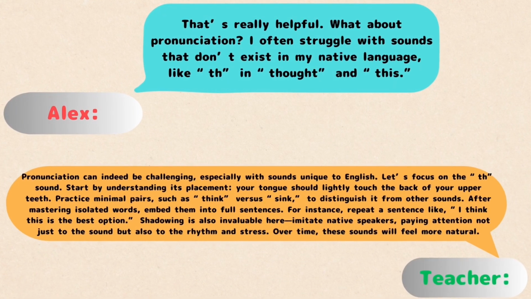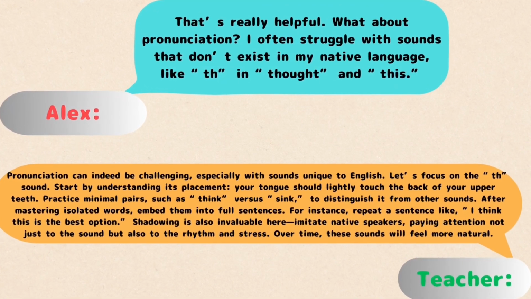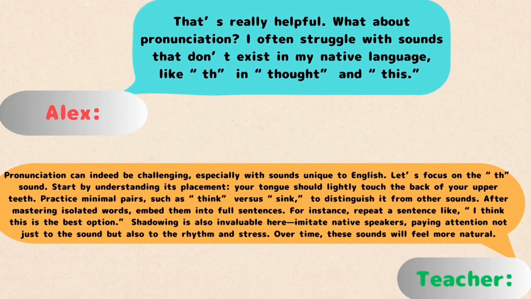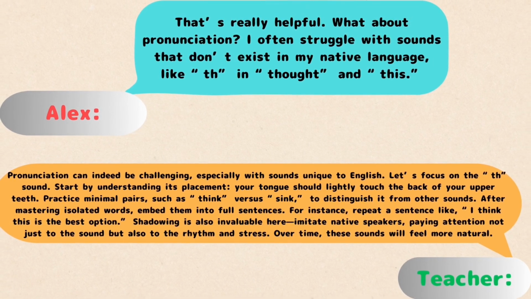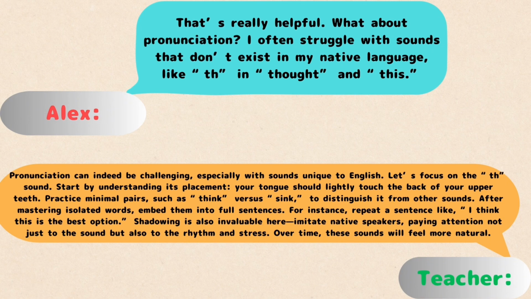That's really helpful. What about pronunciation? I often struggle with sounds that don't exist in my native language, like th in thought and this. Pronunciation can indeed be challenging, especially with sounds unique to English. Let's focus on the th sound. Start by understanding its placement. Your tongue should lightly touch the back of your upper teeth.